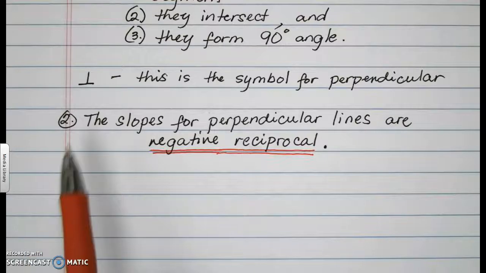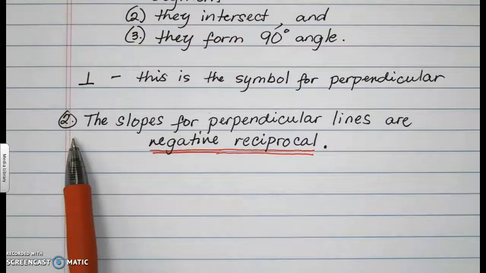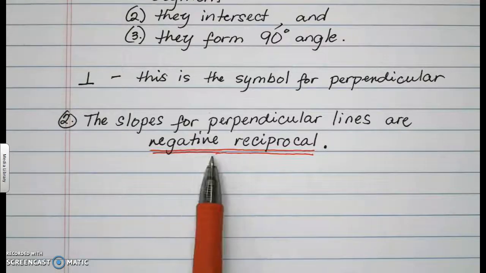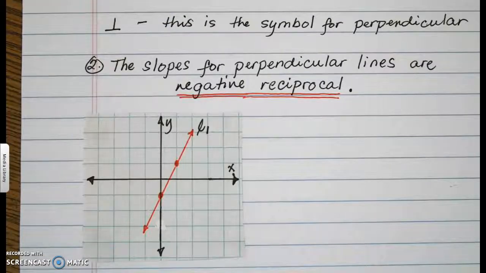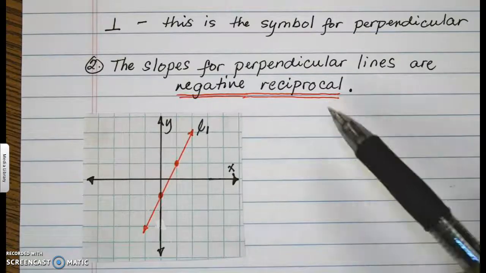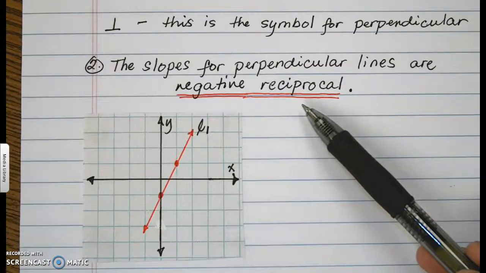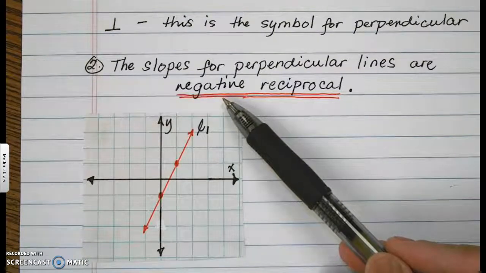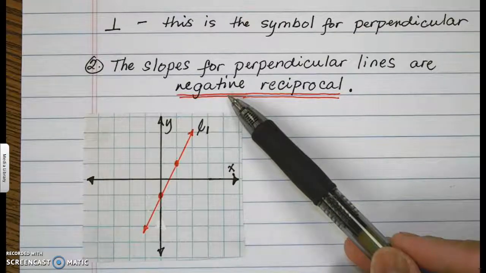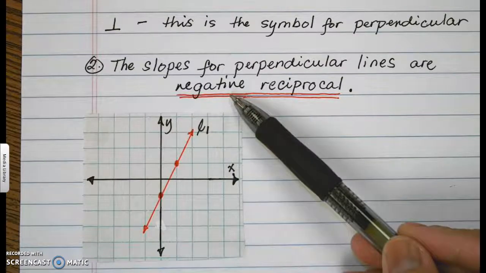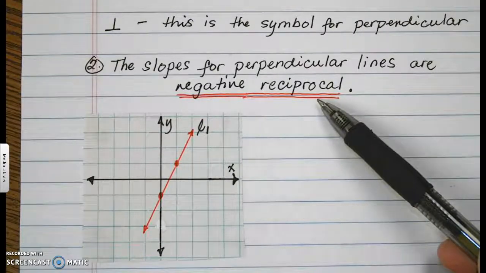Another characteristic of perpendicular lines is that their slopes are negative reciprocals. So let us have an example of what negative reciprocal means. Negative reciprocal means two things. First of all, you're changing the sign to its opposite sign. So for example, if one line has a positive slope like this one, you will have to make that slope become negative. And if it's negative, you will change it to positive. Now, reciprocal is a process where you will have to get the numerator and the denominator and flip them.